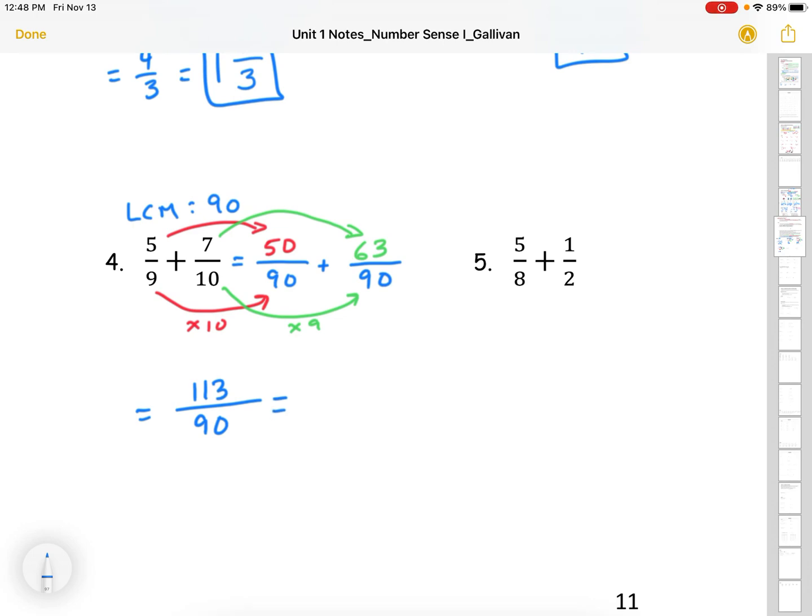Now I have an improper fraction, so 113 divided by 90, it goes in once, and there are 23 left over.